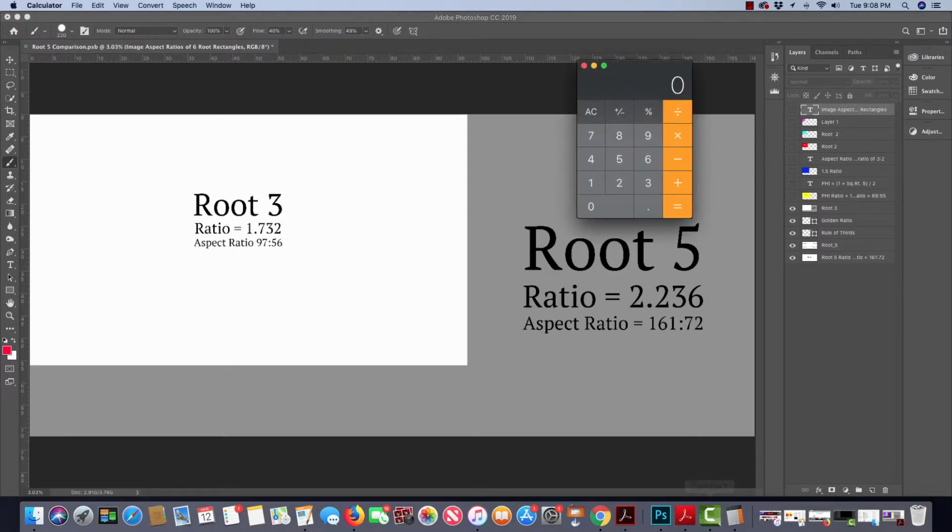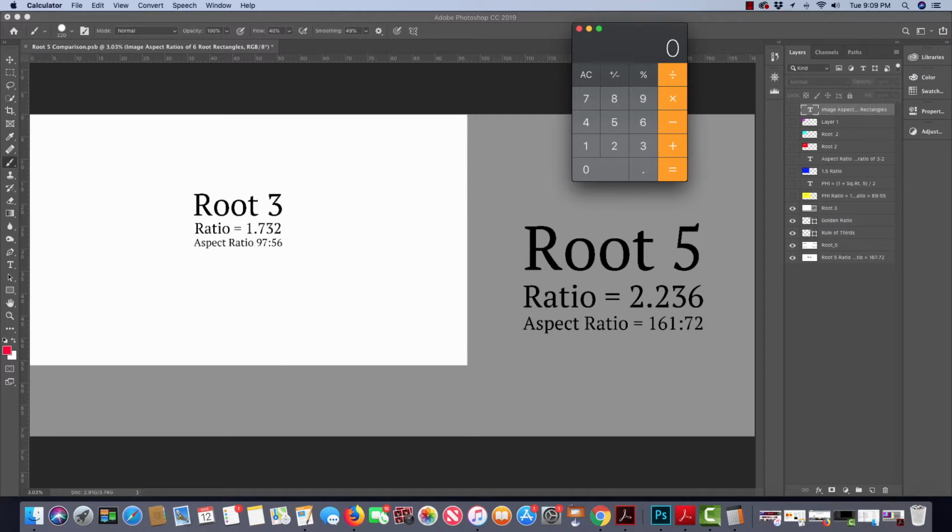I got the calculator out because I wanted to do some quick math. So the aspect ratio is equal to the root ratio. We have root 5. That's equal to the aspect ratio of 161 divided by 72. Do you see how these numbers match up? 2.236. It's accurate to 3 decimal places.